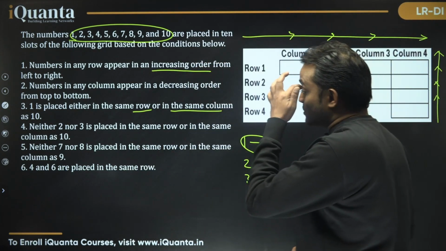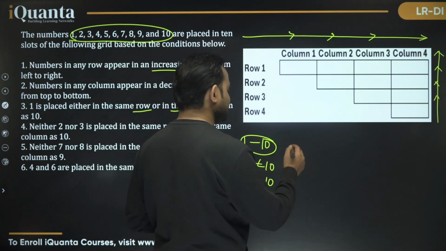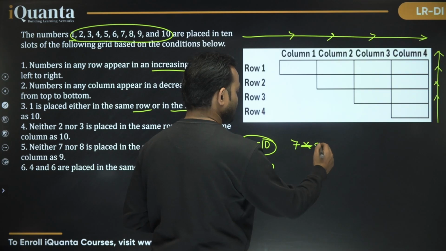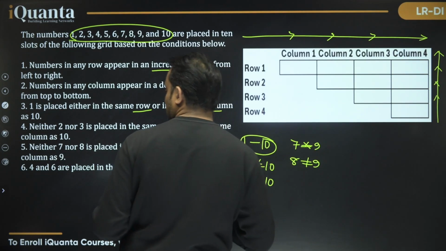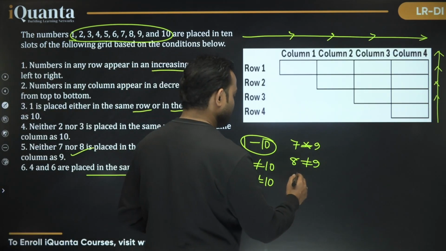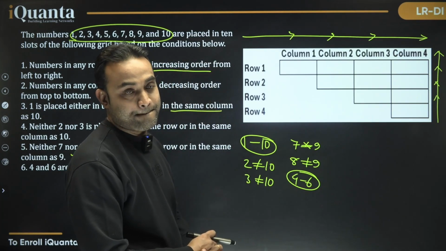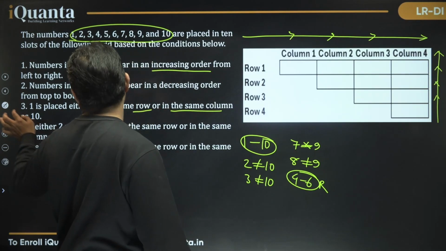Neither 7 nor 8 is placed in the same row or column as 9. So 7 is not with 9. 8 is also not with 9. 4 and 6 are placed in the same row. Okay, same row. Now, where do we start?